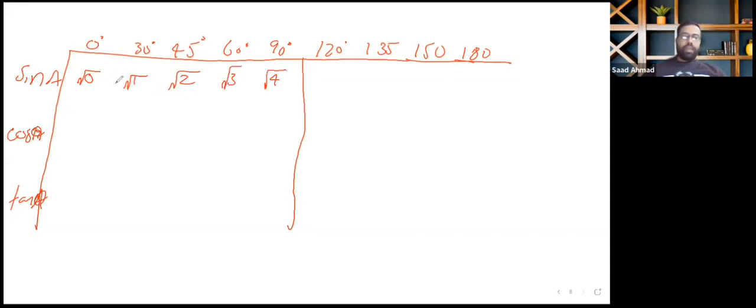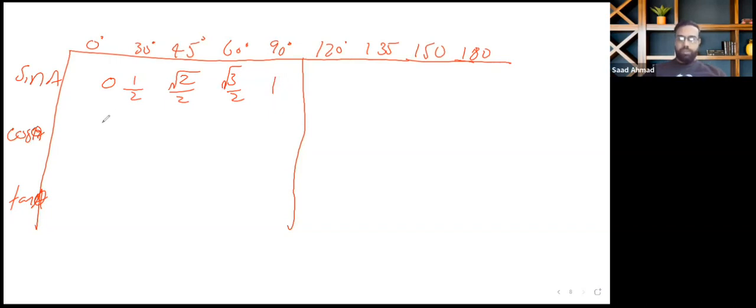So you wrote 0, 1, 2, 3, 4, then you did the square roots. The square root of 0 is 0, square root of 1 is 1, square root of 2 is square root 2, square root 3 is square root 3, and square root of 4 is 2. Now you divide them by 2. 0 divided by 2 is again 0, then you get 1/2, and 2 divided by 2 is 1. So that's all you need to memorize.